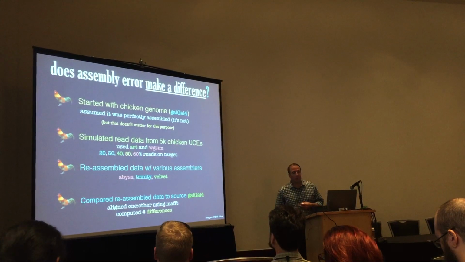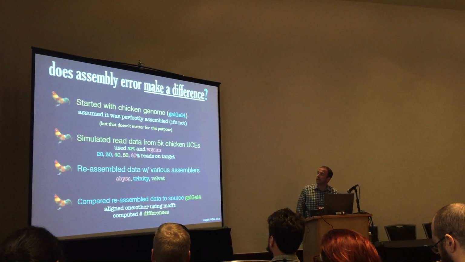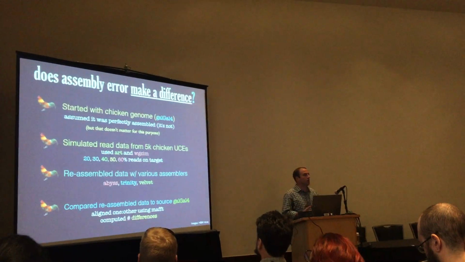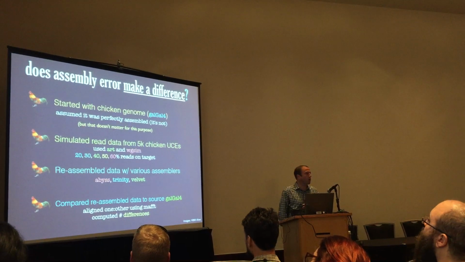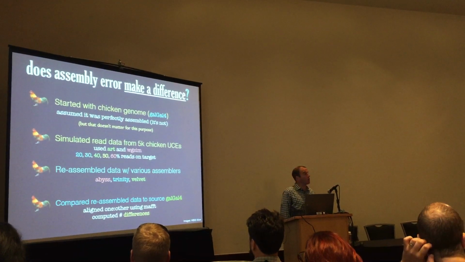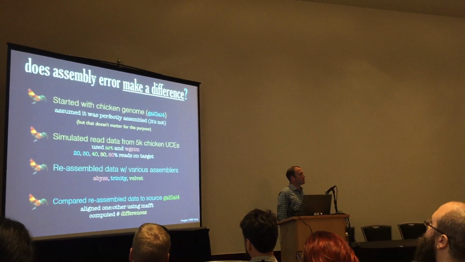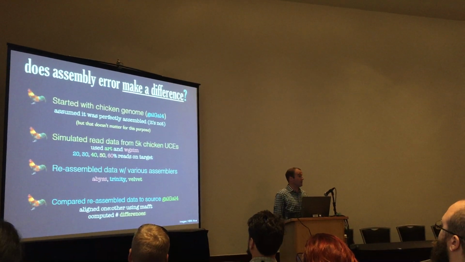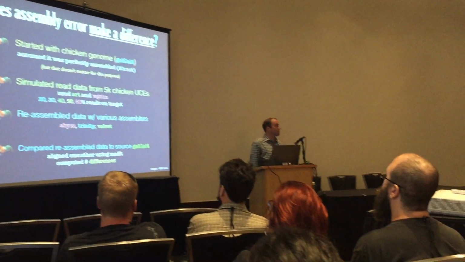And just to get a sense of if this might even be problematic, one of the first things that I did is a simulated assembly problem, using some data from the chicken genome. This was Gallus 4, the most recent assembly of the chicken genome. I started off making the assumption that the chicken genome is perfectly assembled. Now we know that is not true, but for the purpose of this analysis, it doesn't matter.